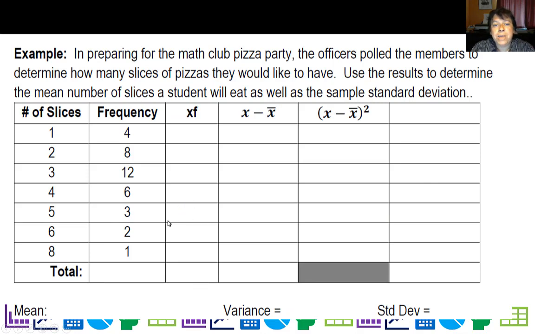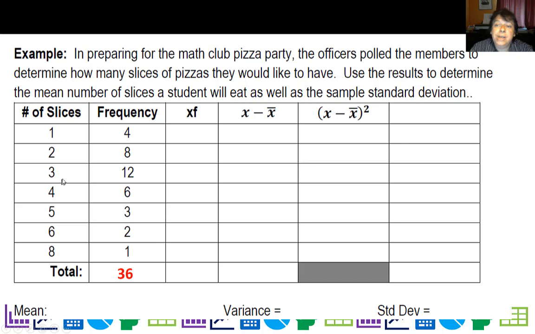These work the same way. So I have the different numbers of slices, quantitative data here, and their frequencies, which means I have a total of 36 samples here. So I had polled my math club kids for a pizza party, and I said, how many slices should I order for you? So 4 answered 1, 8 answered 2, 12 answered 3.